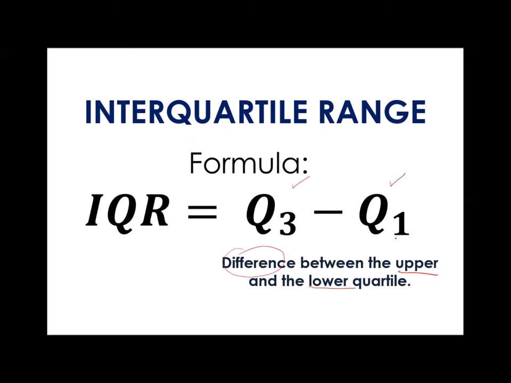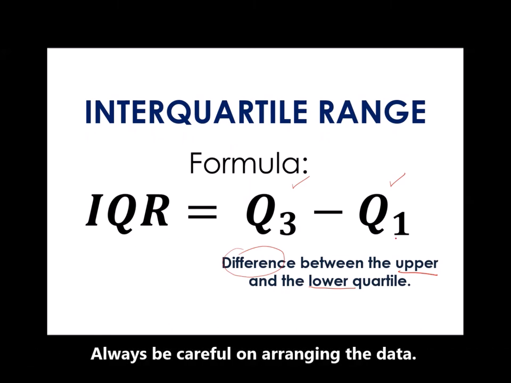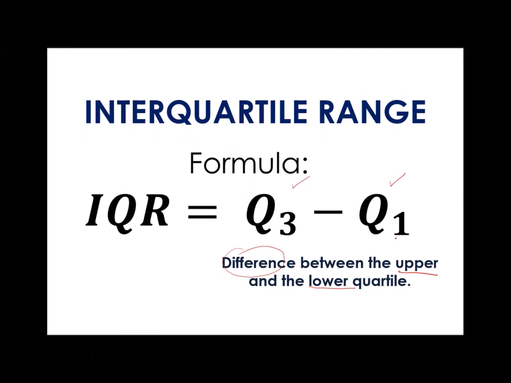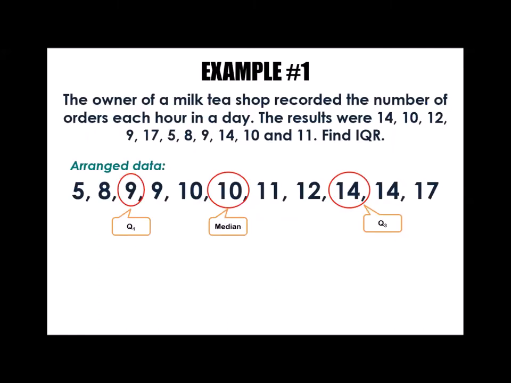And take note of this reminder, pagka we are dealing with statistics, always be careful with the data. Magkamali ka lang ng isa dyan, ng kopya, magkamali ka lang ng arrangement, it affects everything. So, I hope you should be careful on solving these kind of problems. Okay? So, let us try. Yan yung sinolve natin kanina. So, using the formula for the IQR or the interquartile range, ang nakuha natin Q sub 3 ay 14 at ang Q sub 1 ay 9.